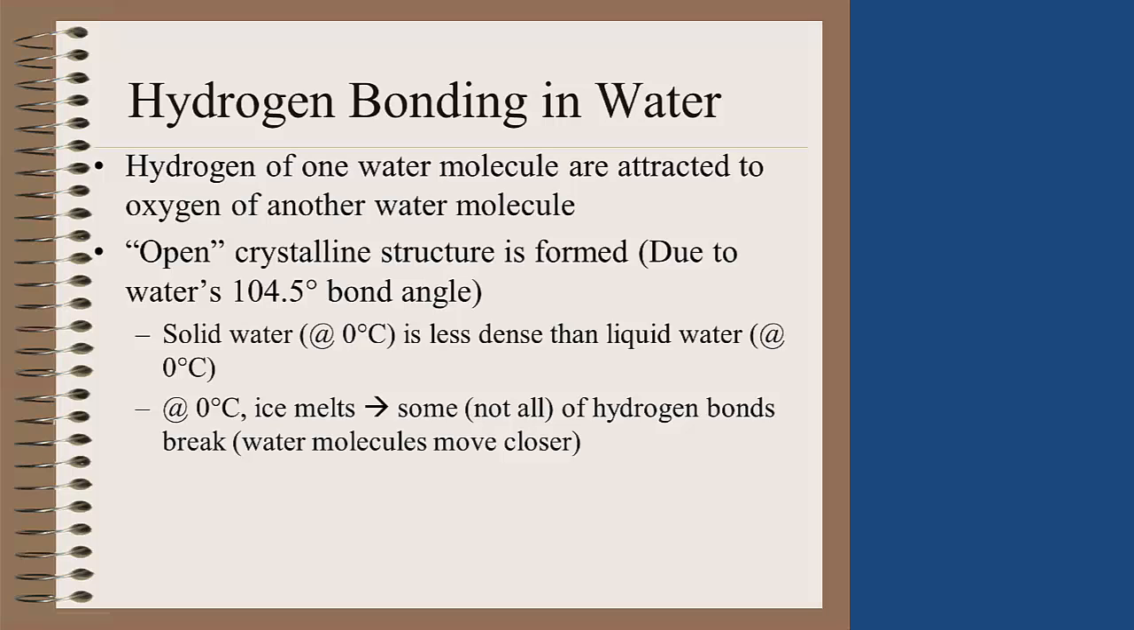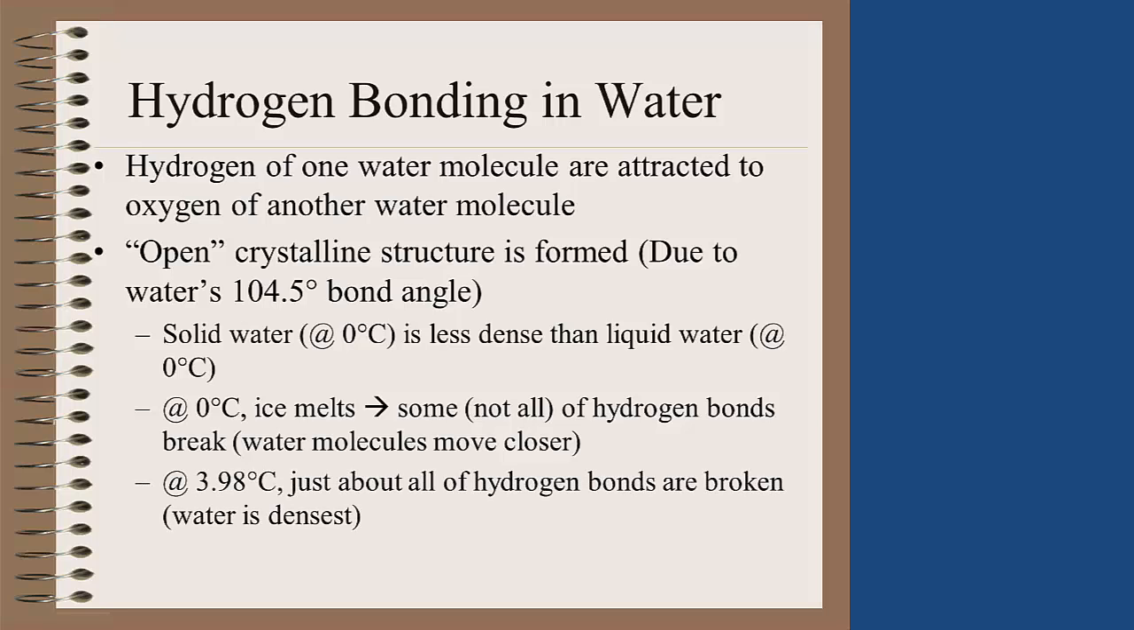When we raise the temperature from 0 degrees Celsius, the ice begins to melt, and what's happening there is some of those, but not all of the hydrogen bonds begin to break. So the water molecules start to be able to rotate and shift and get a little bit closer, filling in some of that openness in the crystalline structure. And so it starts to become more and more dense. Well, at just shy of 4 degrees Celsius, just about all of those hydrogen bonds are broken in the crystalline structure, and your molecules of water are as closely packed as they're going to get.